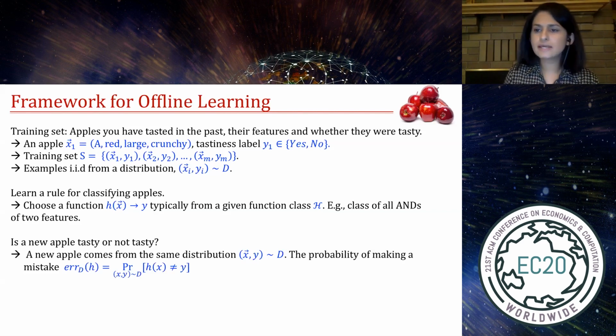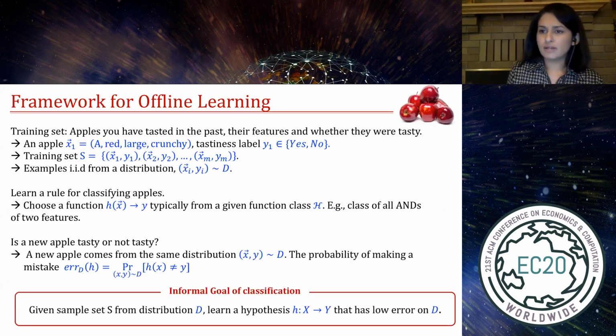And lastly, you want to know whether or not your prediction rule is accurate. And how you decide that is that given a new randomly generated apple and its level of tastiness, how likely is it that you're going to mispredict that tastiness level? And that is defined by this error function, which is the probability of making a mistake. In typical offline learning, the informal goal of classification is that given a sample set S from this distribution D, learn a rule H that will have a low error on the distribution D.